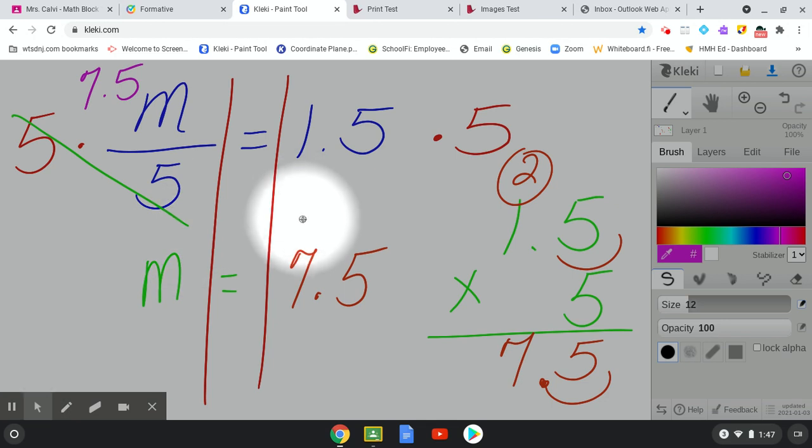Okay, so that is pretty much it. So solving equations with decimals, pretty simple, just like solving equations with whole numbers.